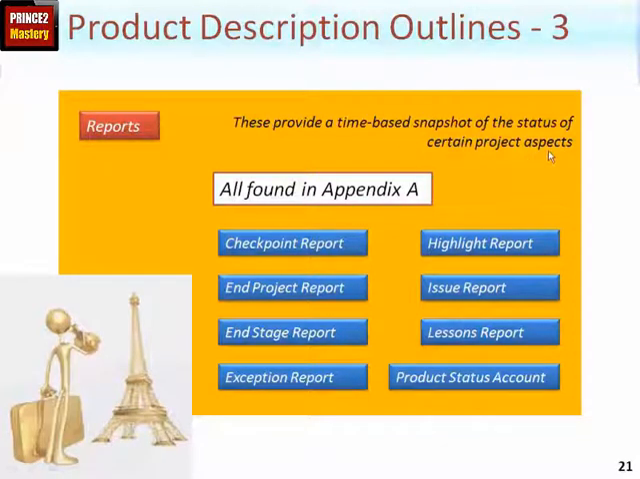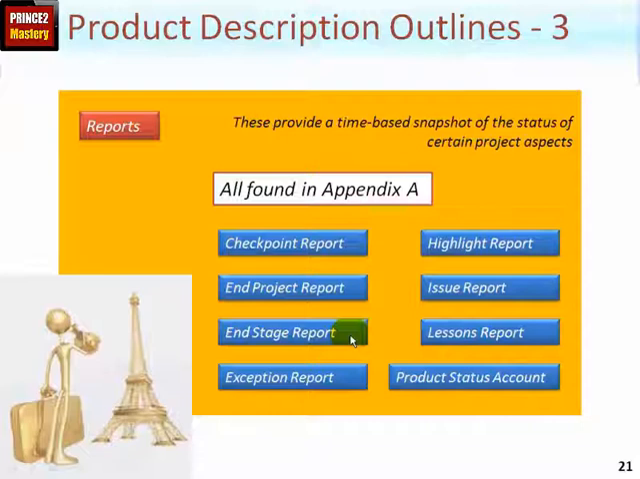The next section is on reports, and these provide a time-based snapshot of the status of certain project aspects. Just very quickly running through these, checkpoint reports are created by the team manager or the specialist team and given to the project manager, giving the progress of the product creation within each work package. The end project report, created by the project manager as a final report on all aspects of the project performance. The end stage report, similarly summarizing how the current stage performed, the status of key products such as the business case, and any risks and issues.